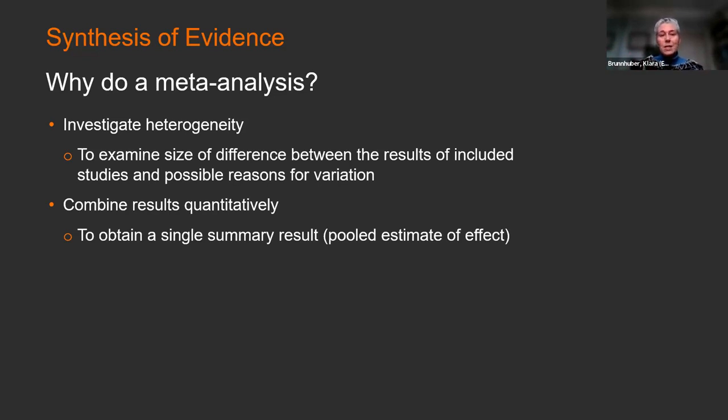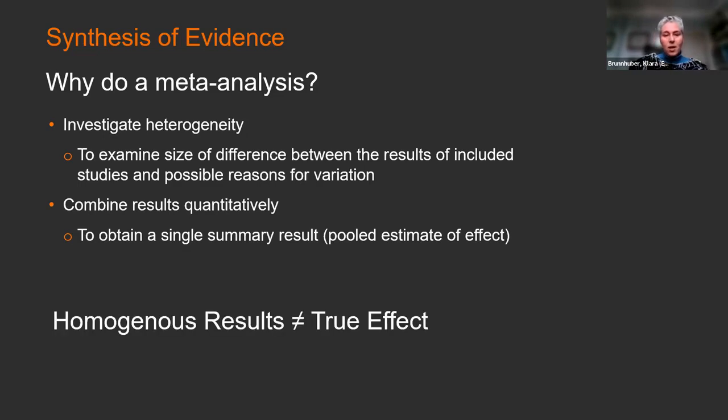So, of course, you have to investigate whether the studies are similar enough to be brought together, and this is what the heterogeneity tests would show you. You examine the size of the difference between the results of the included studies. You look at the possible reasons for the variation, so the differences between the studies, and then you move forward to combine the results quantitatively in order to obtain that single summary result, also called the pooled estimate of effect. Now, how does that look? Well, we can take a look in a second.